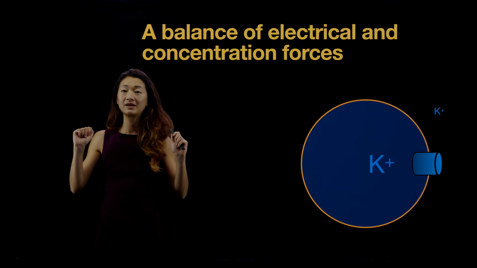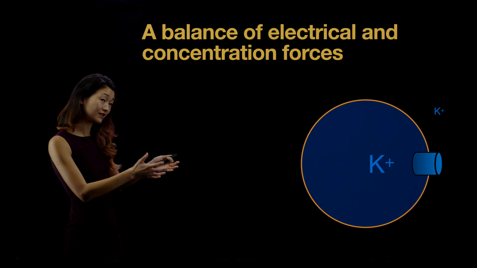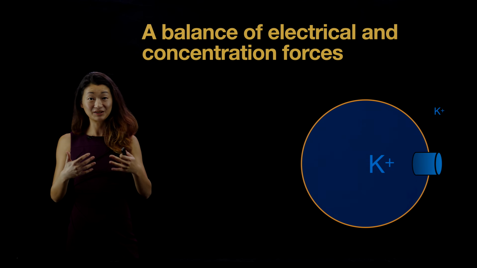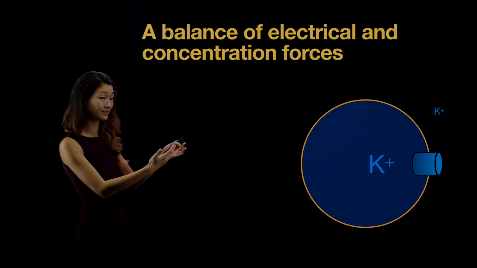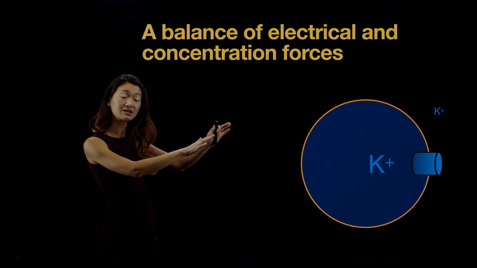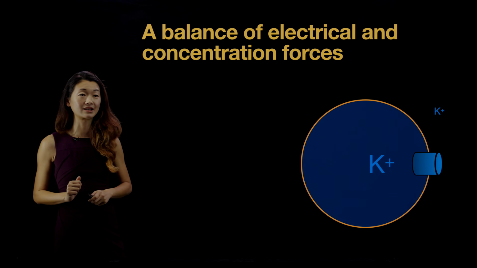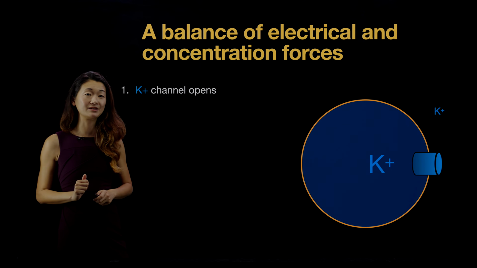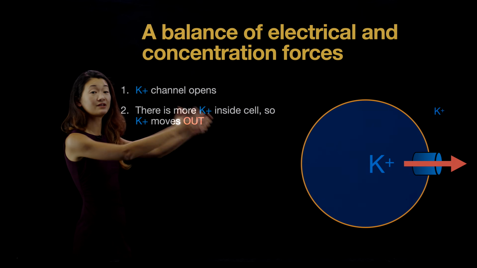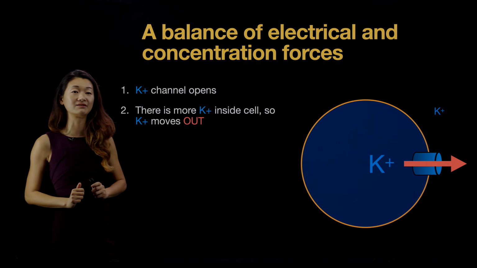Now, if you remember from chemistry, when you have a lot of something on one side and less of it on the other side, and doors for the thing to go through, the potassium is going to want to leave the cell, right? There's a concentration gradient, and there's a reason for the potassium to leave the cell so that it can balance the concentration on the inside and the outside. So the first thing that happens is, as the potassium channels open, the potassium is going to want to leave the cell. There's a net outward movement of potassium.